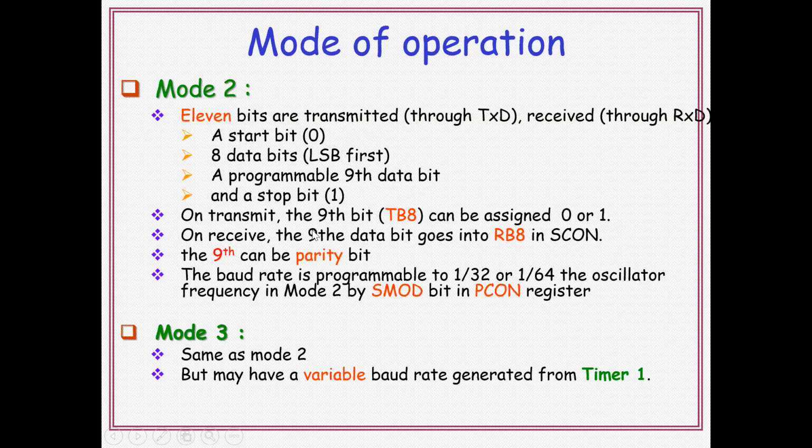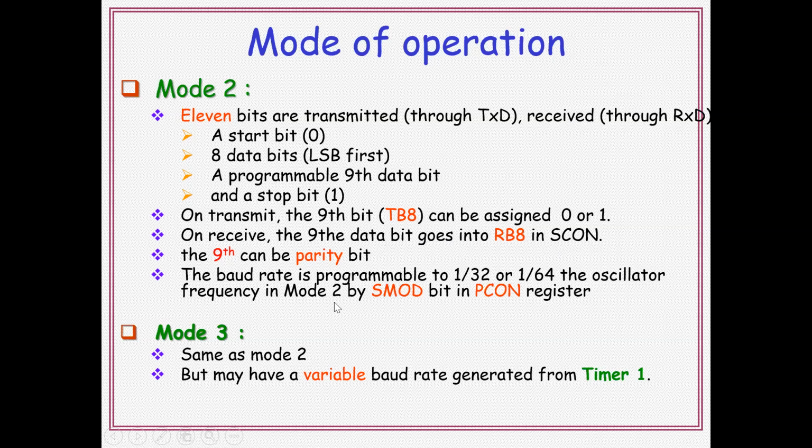On transmission, the ninth bit TB8 can be assigned 0 or 1. That depends on the parity. You can select either even parity or odd parity, and based on that, TB8 is adjusted automatically. On receiving, the ninth data bit goes into RB8 in the SCON register. Previously, the stop bit was loaded into RB8. Now here the ninth bit is copied into RB8, so the ninth bit can be the parity bit.